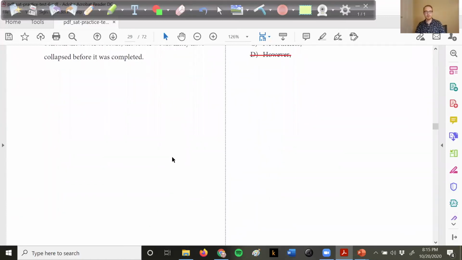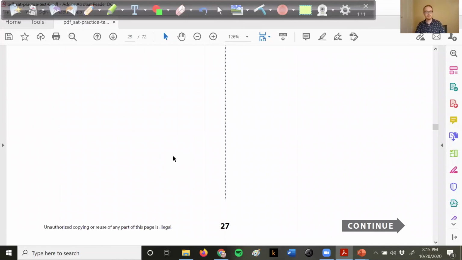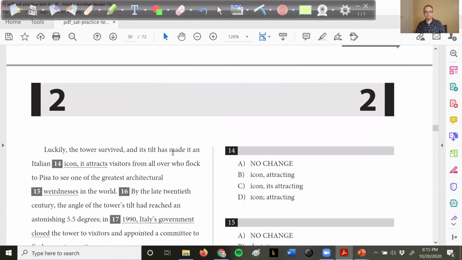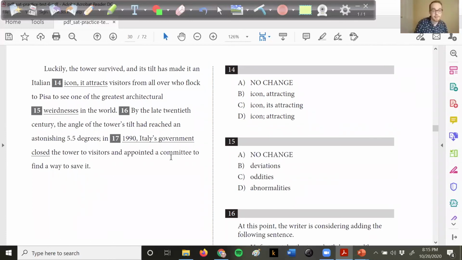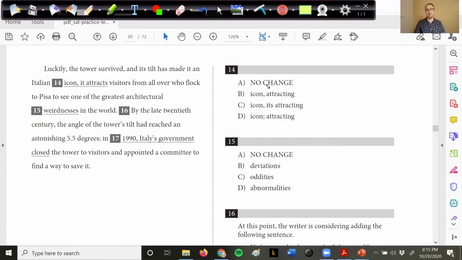All right, let's find out some more about this tower here. "Luckily, the tower survived, and its tilt has made it an Italian icon, comma. It attracts visitors from all over who flock to Pisa to see one of the greatest architectural weirdnesses in the world." All right, so remember this strategy for commas, which is what we're being tested on.